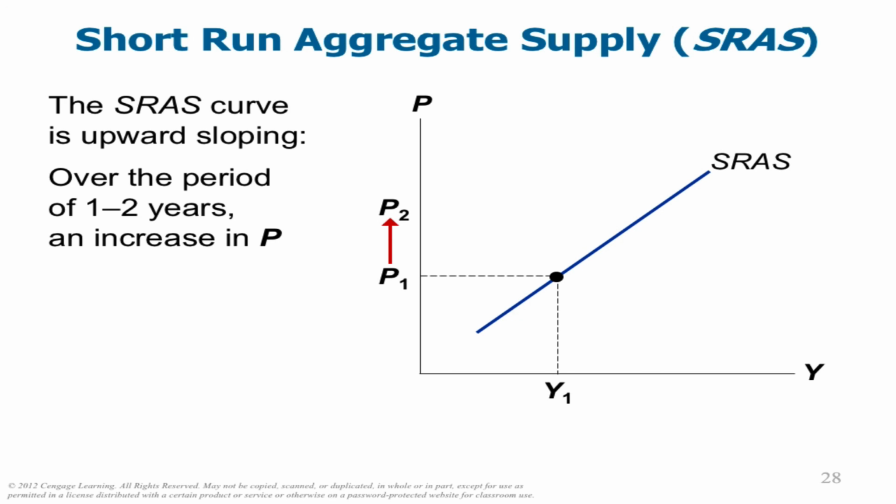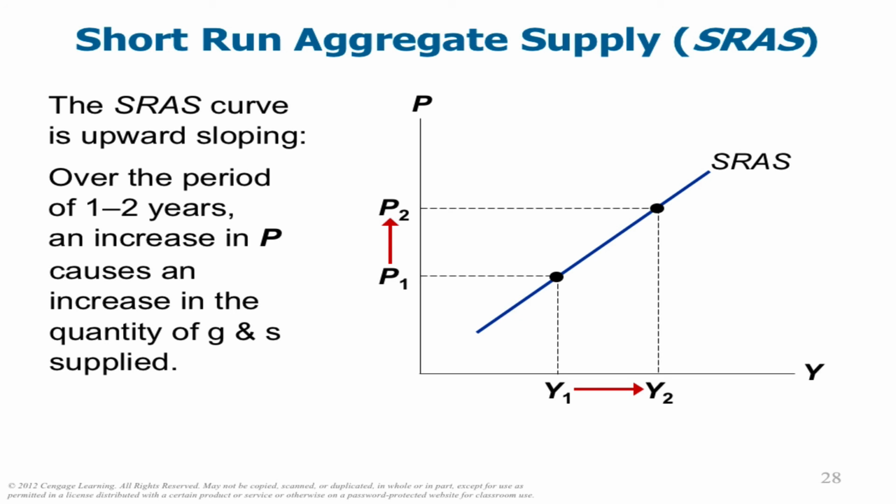It's upward sloping. Over time, increases in price cause an increase in the quantity of goods and services supplied in the short run.